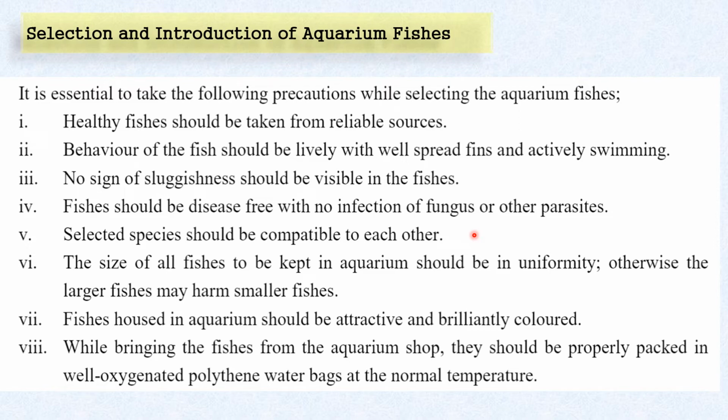The size of all fishes to be kept in an aquarium should be uniform. In uniformity, that means it is better to put the species of fishes which grow equally, which achieve the same body size. If one fish becomes too big and another fish species is too small, there are chances that the big fish may attack or eat the small fish.